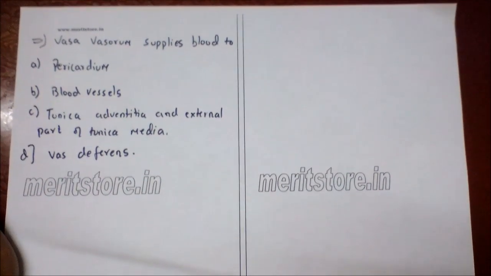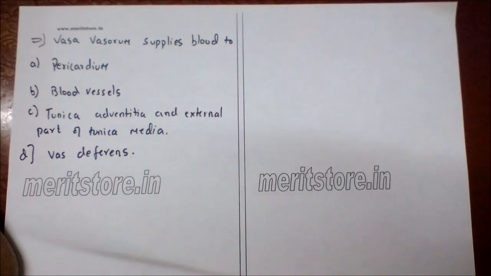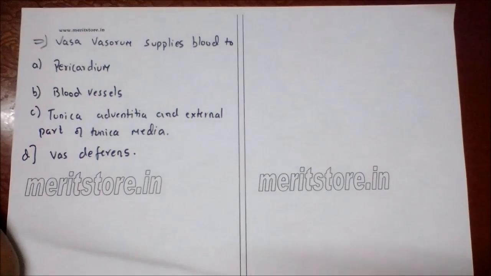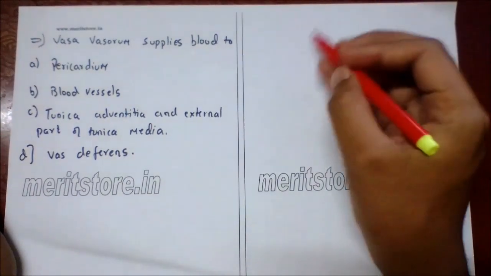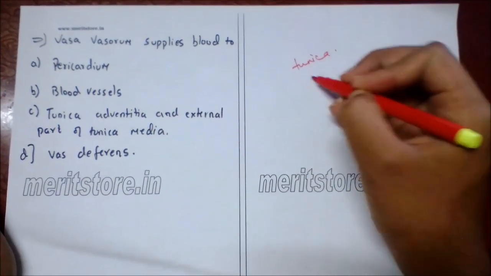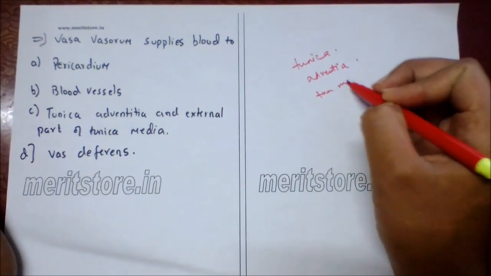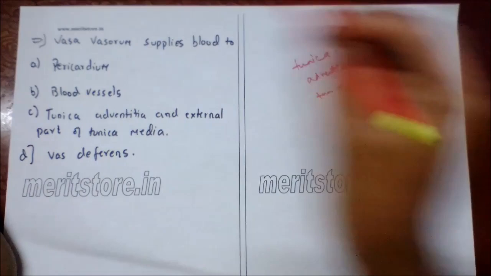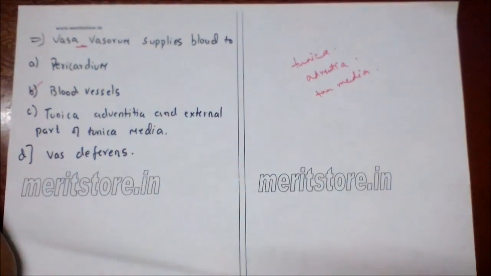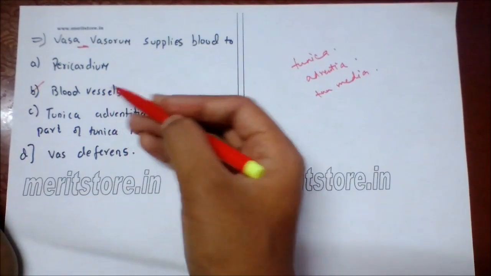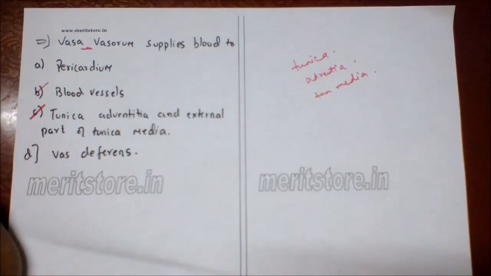Vasa vasorum supplies blood to A. Pericardium, B. Blood vessels, C. Tunica adventitia and external part of the tunica media, D. Vas deferens. So these are blood vessels of blood vessels. Vasa vasorum actually supply tunica adventitia and external part of tunica media. Vasa means vessels. So it is vessels of blood vessels, option B. But more specifically, it supplies the tunica adventitia and external part of tunica media. So option C also is the correct answer.